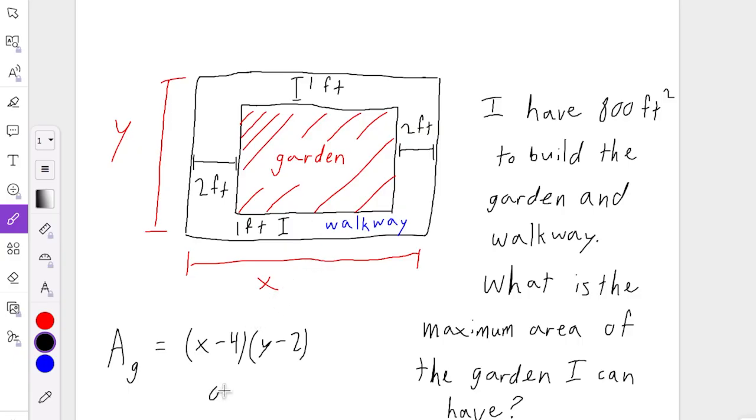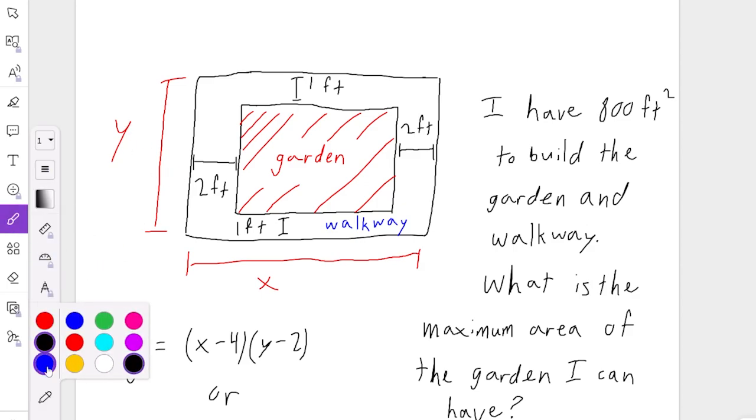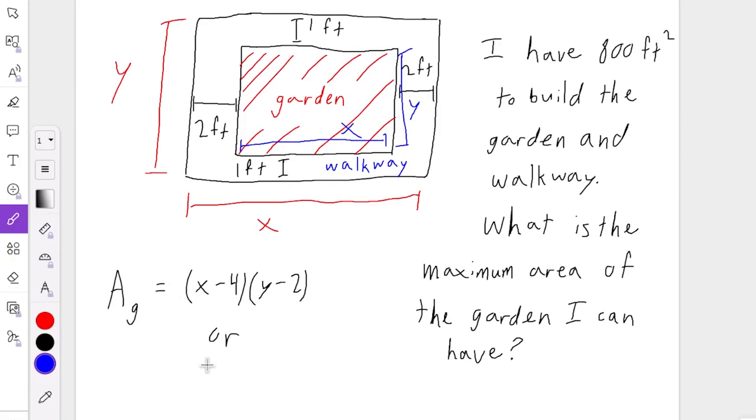Although there is another thing you can do for this objective equation. The other thing you can do is, and I'm going to write this down, but I don't recommend you write it down if you've been following along, just because it gets pretty complicated pretty quickly. You can also define this distance as x and this distance as y. The reason why you do that is because now the area of the garden is easier. It's going to be x times y.